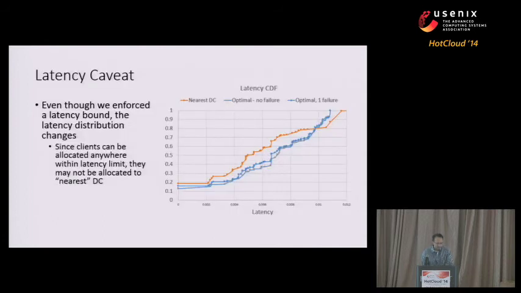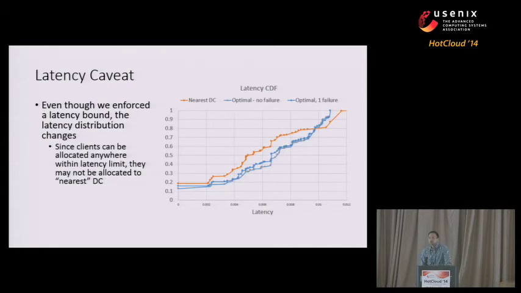So yeah, coming back to the latency point. The orange curve here shows the distribution, the cumulative distribution, if I map every client to the nearest data center. And the blue curve shows the latency distribution when I use my optimizer. So we can make a certain percentile of the latency the same, but the clients who were very close to data centers may get higher latency. As you can see, the blue curve is shifted right as opposed to the orange curve. So there's a slight penalty on latency.